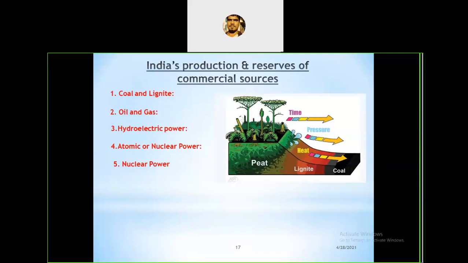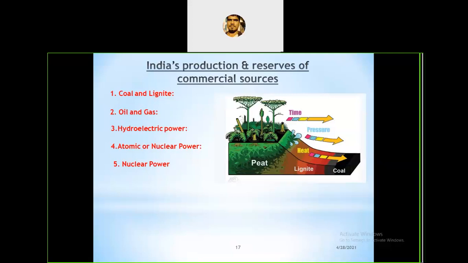Okay, so if it is in the solid state, it is coal. If it is in the semi-liquid state, it is petroleum or crude oil. If it is in the gaseous state, it is gas. And after extracting, we convert it into LPG gas, and it is most commonly used in India for cooking purposes.